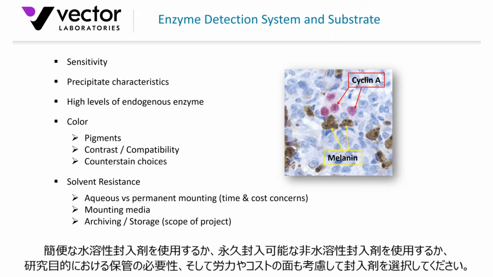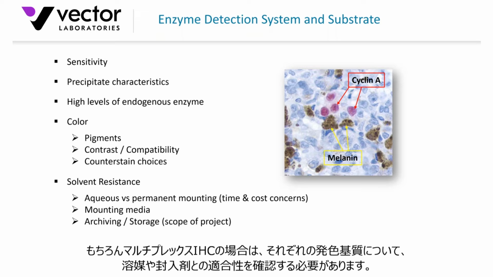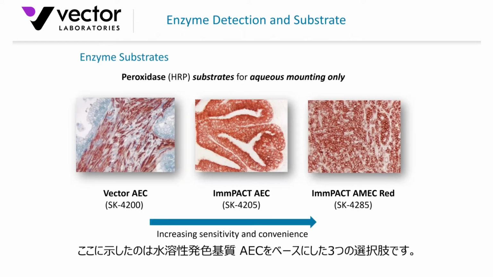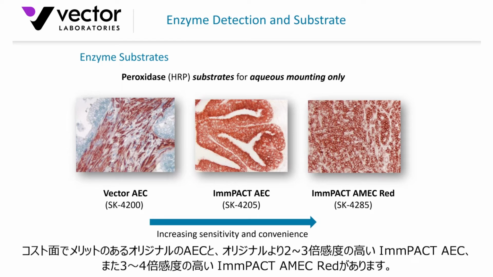And I've listed there also time and cost considerations. Mounting media, what's at your disposal? It is very easy, quick and convenient just to use an aqueous base media. Do you have to go out and purchase another permanent base mounting media? So have a think about these chromogen selections and some of these considerations when you're going to introduce a second or indeed third label. There are quite a number of different choices of substrate out there. And indeed, I've indicated here three different choices of an aqueous-based enzyme substrate. This is AEC. We've got it in three different flavors. Indicated here an economical version, the original one.